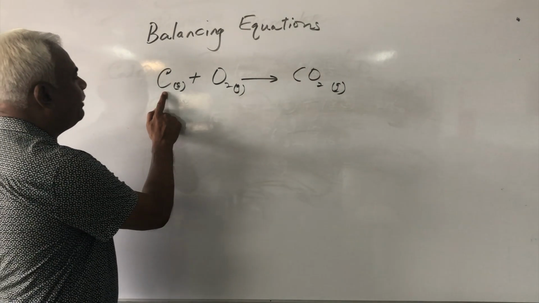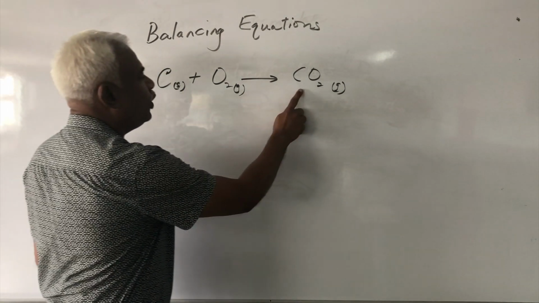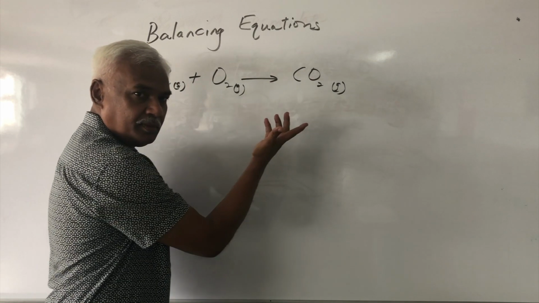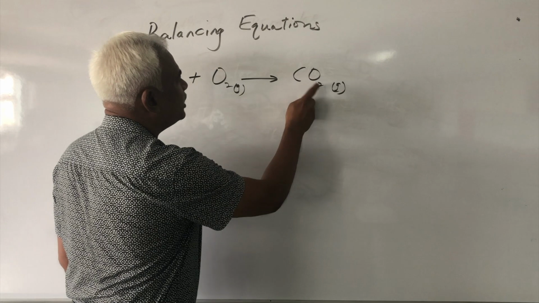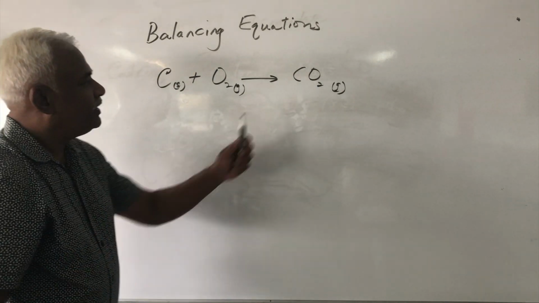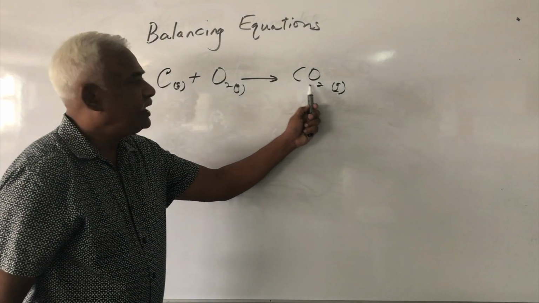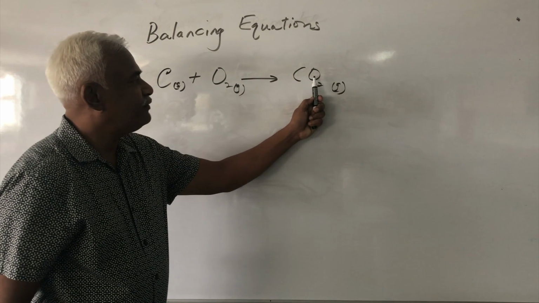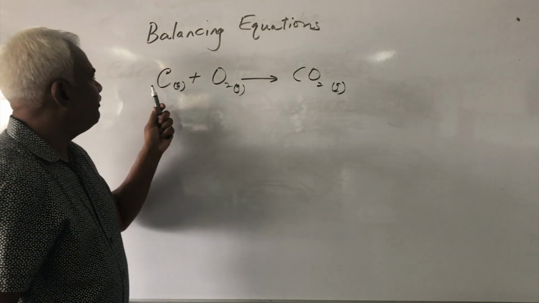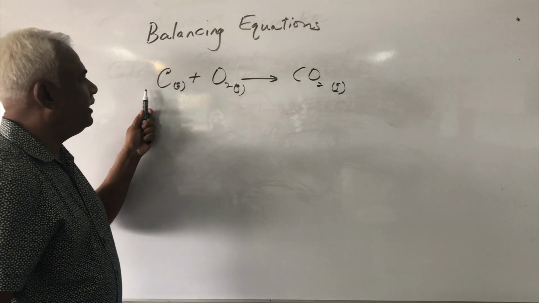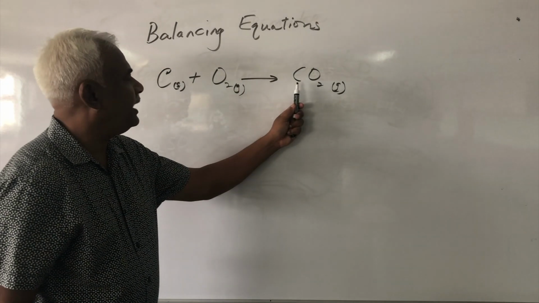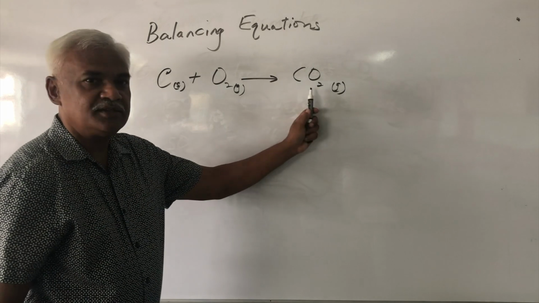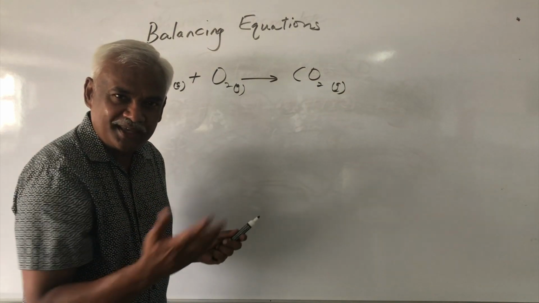I have one carbon here, I have one carbon here. I have two oxygens here, I have two oxygens here. Now let me repeat. This 2 here is not for carbon, this 2 is for oxygen. So I have one carbon, one is understood here, one is understood here. So I have one carbon, two oxygens, two oxygens. So that one is balanced.